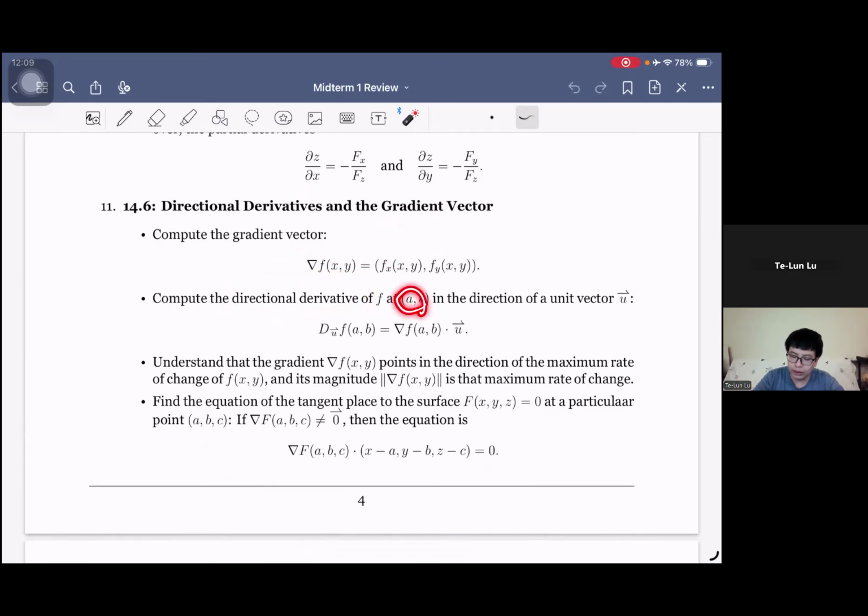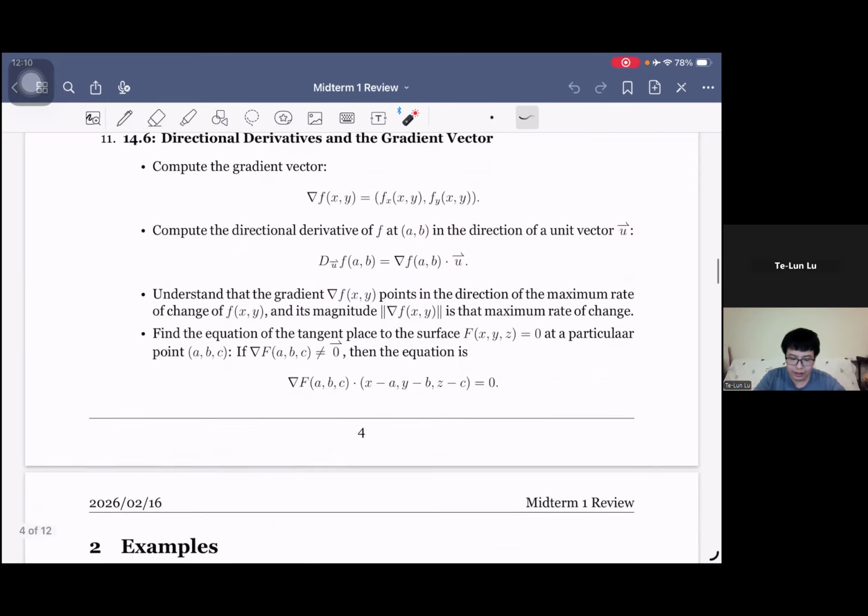So at a particular point and a particular direction, the directional derivative will be given by nabla f dot product with the vector u. In this case, u is a unit vector. Okay, so whenever I'm speaking about some non-unit vector, say (0, 0, 2), you always have to normalize it and then compute the directional derivative by this formula.